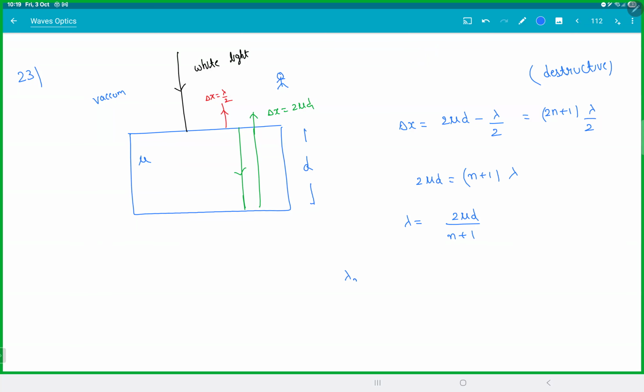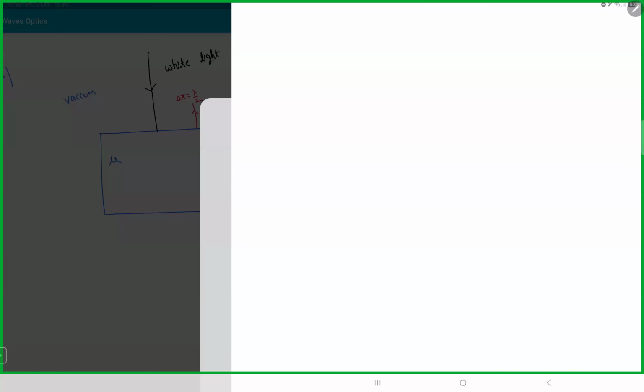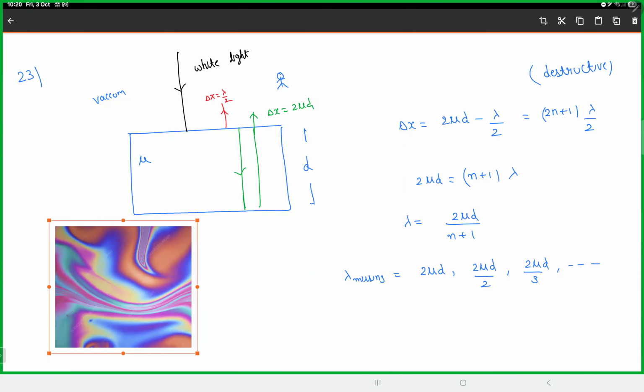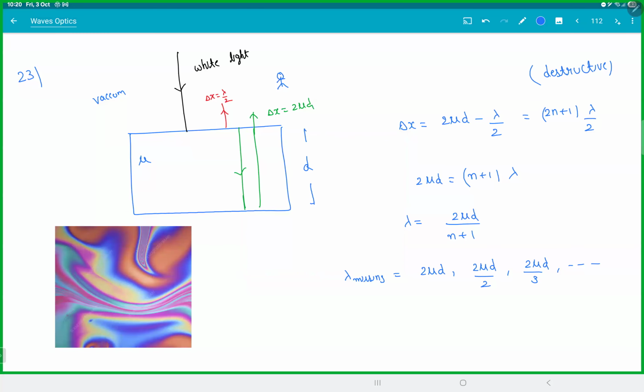If you put n as 0, 2 mu d, then 2 mu d by 2, 2 mu d by 3, and so on. All these wavelengths are missing. You know where you have seen this? You must have seen this multiple times. We just don't realize it. Ever seen anything like this anywhere? Oil on a water surface. So when oil falls on a water surface, what happens? It has different thickness at different places. So based on the thickness, some wavelengths will become missing, some wavelengths will be constructive.